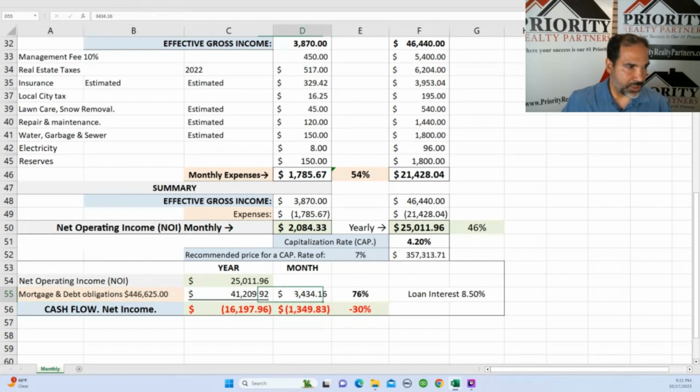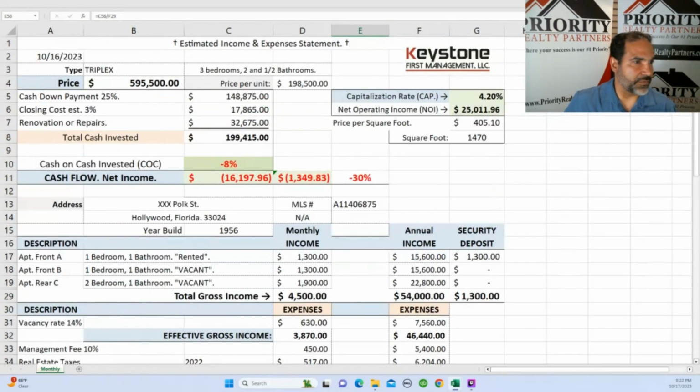With the same amount of mortgage, now with a lower income, you take the net operating income and the same mortgage amount. Now my loss is $1,349.86 every single month, or $16,197.96. That represents 30% loss every year on this investment. So I'm gonna definitely pass on it. But this is how I do my calculations, and I let the numbers tell me if I should buy the property or not.